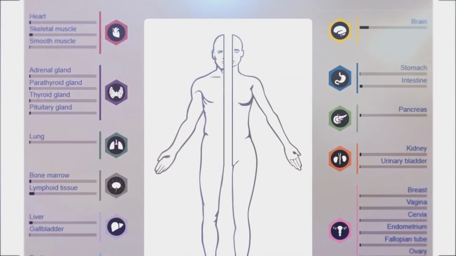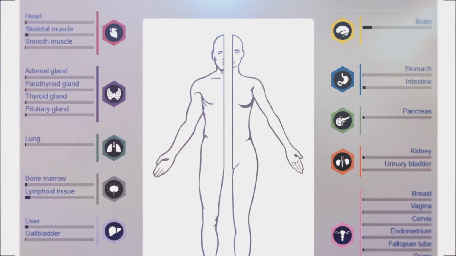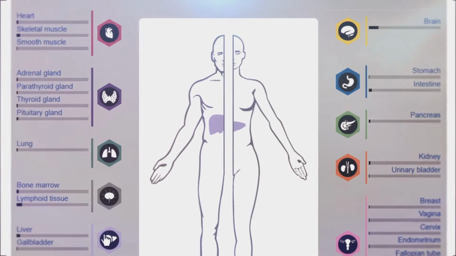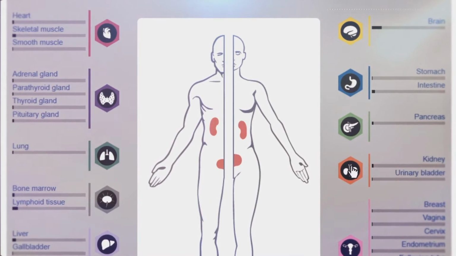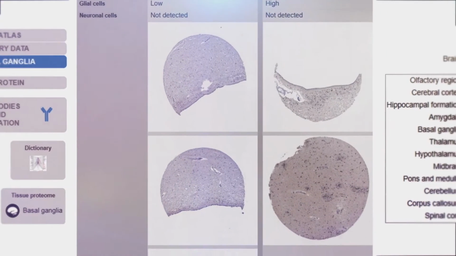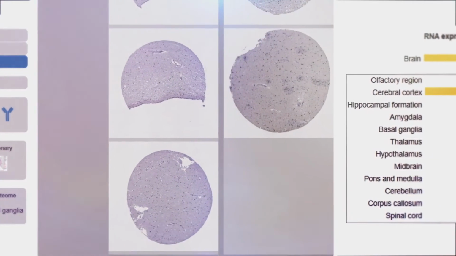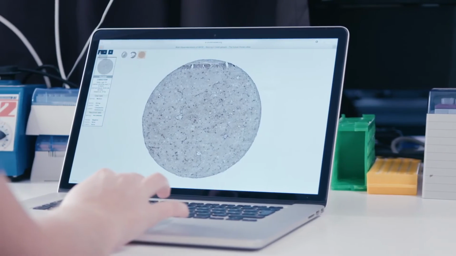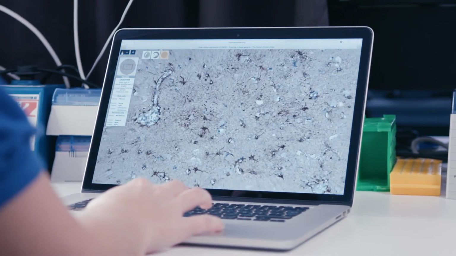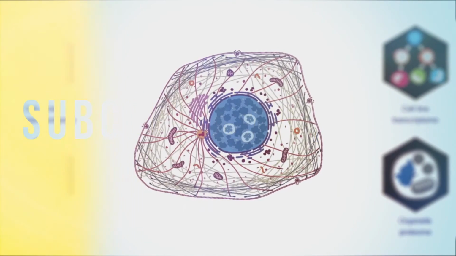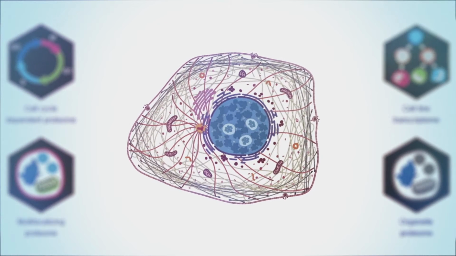The Tissue Atlas contains information about the location of proteins in all major organs in the body, such as the liver, heart, kidney, pancreas, and the brain. Millions of microscope images created by the HPA Consortium are available here, allowing the study of each protein down to the single-cell level. The Cellular Atlas focuses on the smallest unit in the body, the cell.